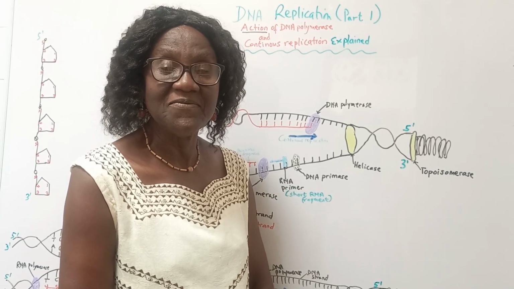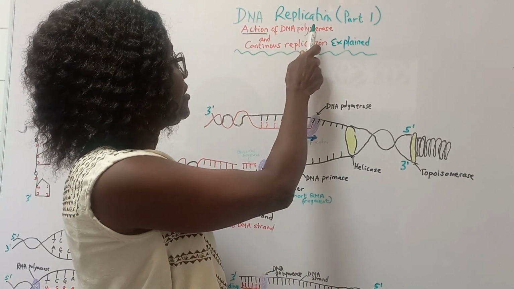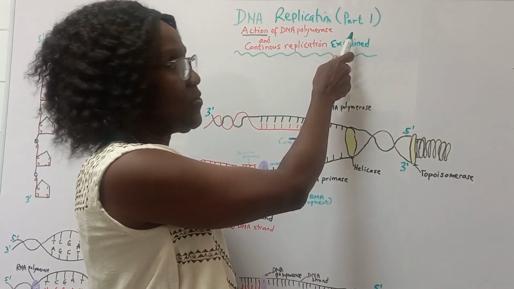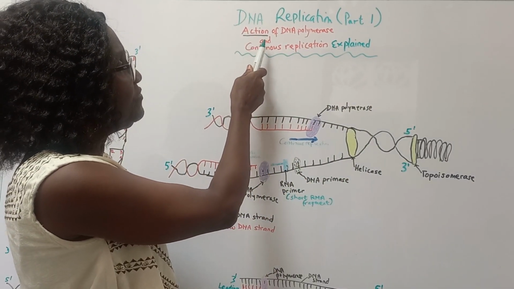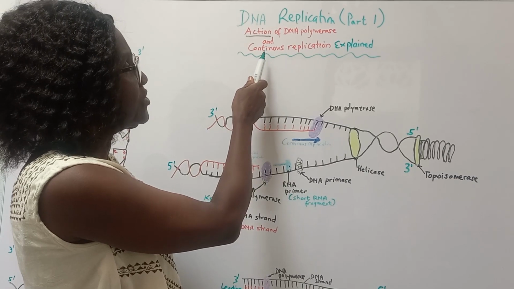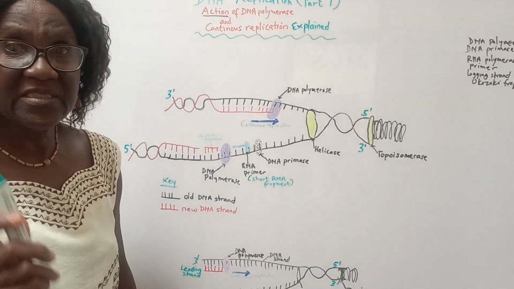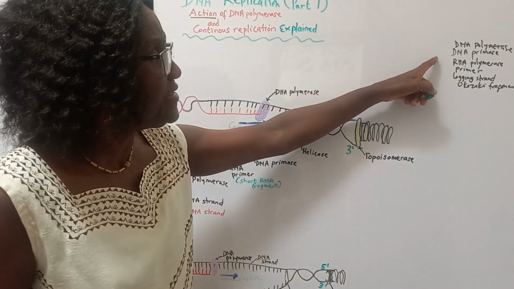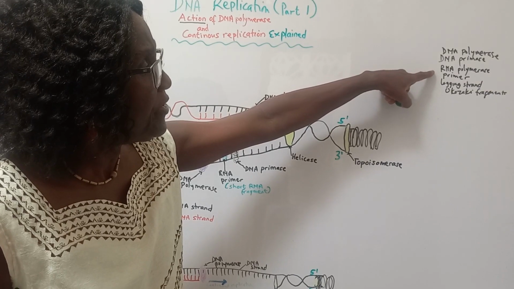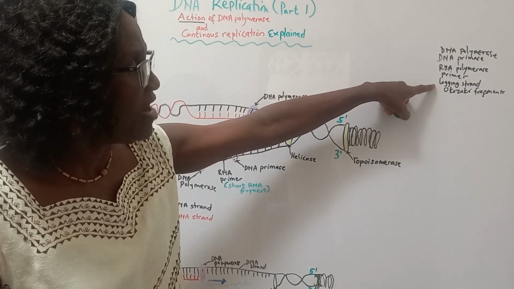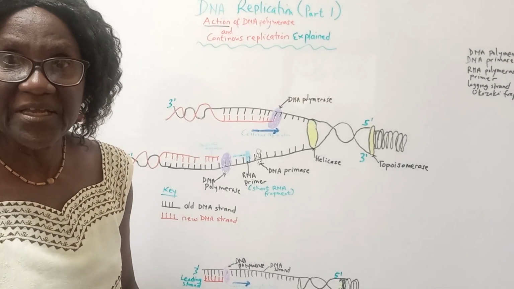In this lesson, we are explaining DNA replication. We'll do part 1 because in this lesson, we'll explain the action of DNA polymerase and continuous replication. In part 2, we will still discuss DNA polymerase, DNA primase, RNA polymerase, primer, ligand strand, Okazaki fragments, discontinuous replication.